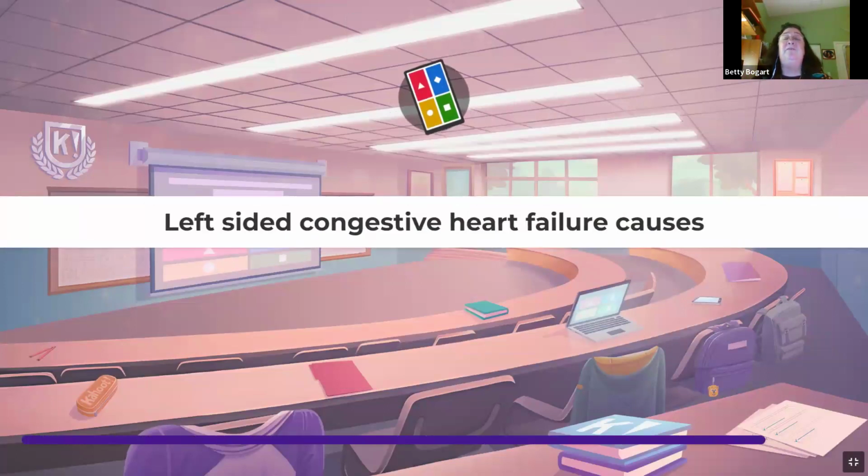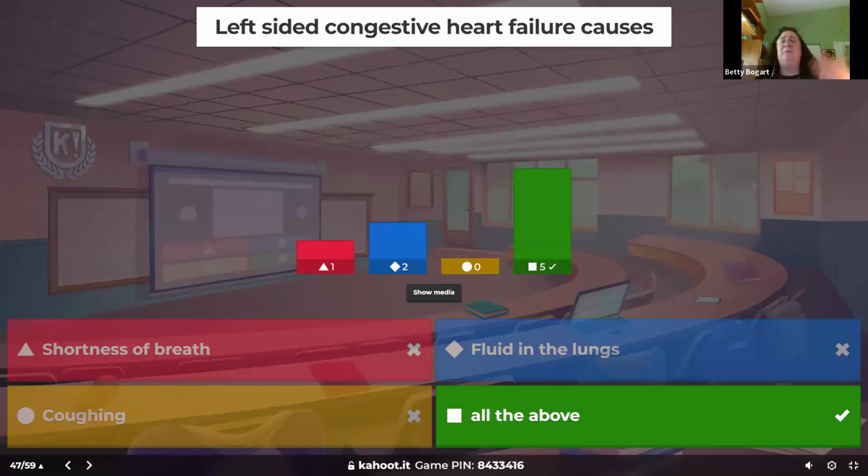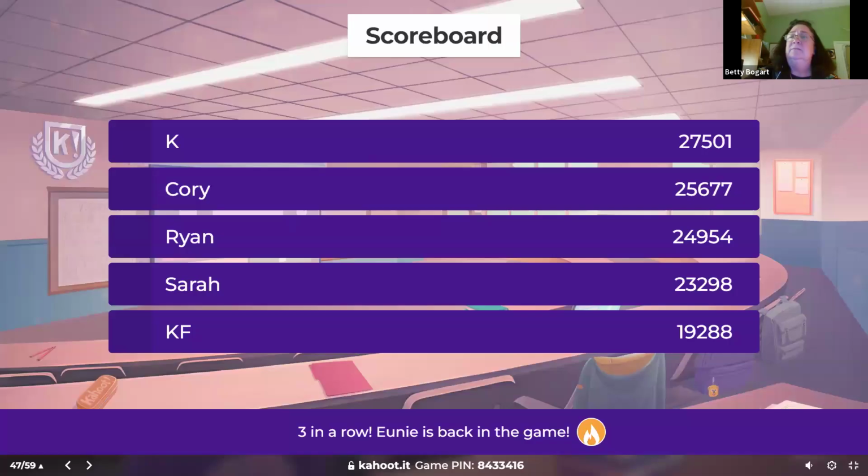Left-sided congestive heart failure causes what? So if that left ventricle isn't working well, where does the blood go? It goes backwards. Think of a garden hose. If it's kinked, where does it go? It goes back. And it fills up the lungs because it's not pumping the blood out the way it should. And because it fills up the lungs, coughing, shortness of breath, tachypnea, tachycardia, and of course, rhonchi, rales.